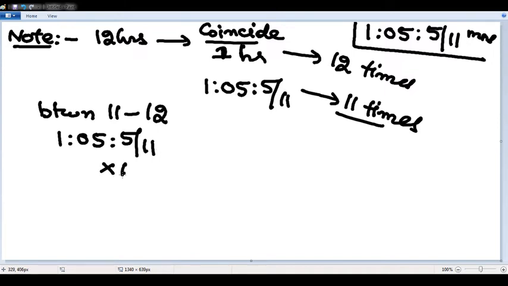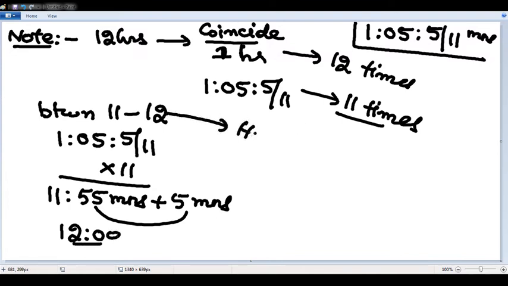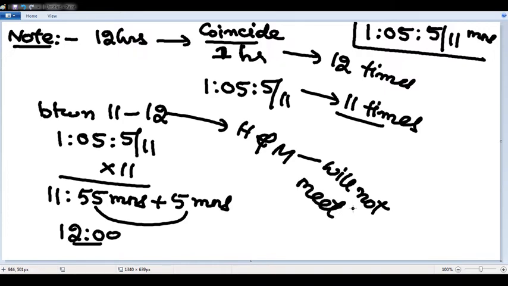If I take into 11, I'll tell you why am I taking 11. So it is 11. 11 5s are 55 minutes. Again 55 by 11 is again 5 minutes. 55 minutes plus 5 minutes is 12 o'clock. Between 11 to 12, hour hand and minutes hand will not meet. Please make a note of this. I'll tell you again when I'm discussing next time.